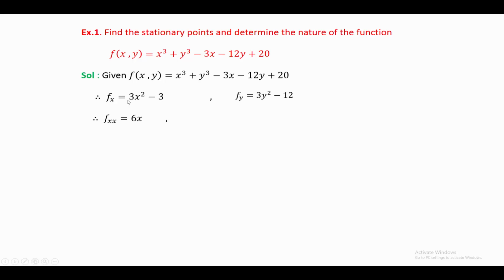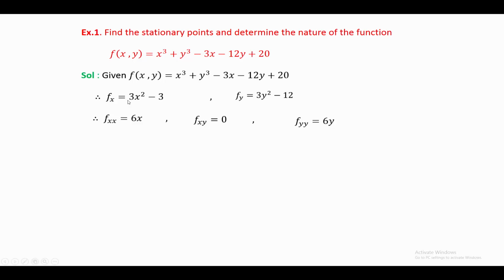f_xx, derivative of fx with respect to x: 3 and the derivative of x square is 2x, so this is 6x, derivative of 3 is 0. Then f_xy, derivative of fy with respect to x: derivative of 3y square is 0, derivative of 12 is 0. f_yy, derivative of fy with respect to y: 3 times derivative of y square is 2y, so this is 6y, and derivative of 12 is 0. Then first take fx = 0 and fy = 0 to find the stationary point.